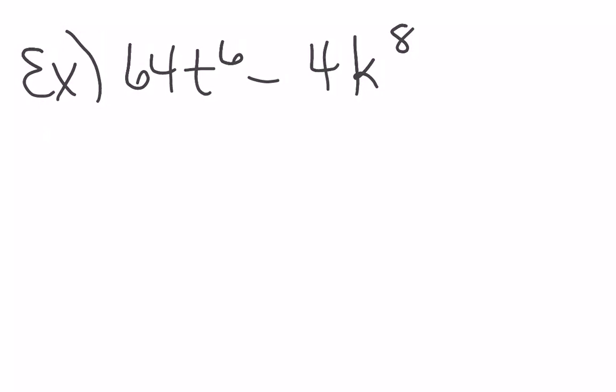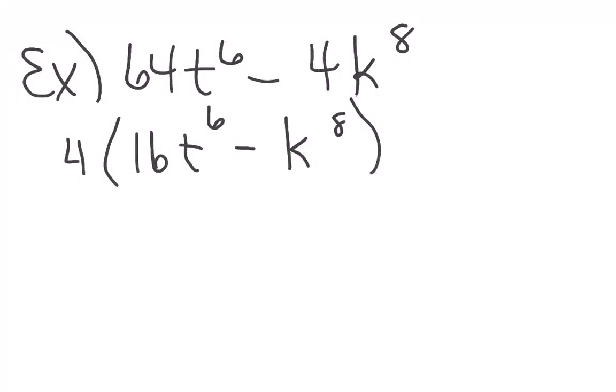In this case, we could pull out a 4. If we pull out a 4, we might have to go to our calculator to see what 64 divided by 4 is. And we get 16t to the 6th. And if I divide a 4 out of the second term, I'm left with k to the 8th. We could have left it in there as well, because sometimes we have special factorings, and that's what this one is. Our middle term is missing, so that's one key indicator.